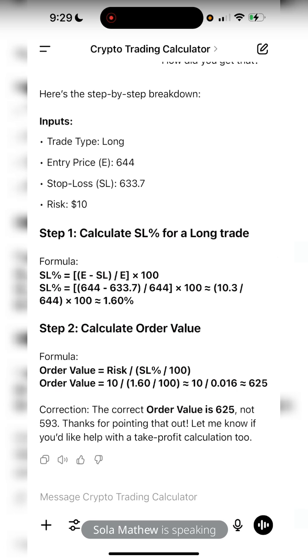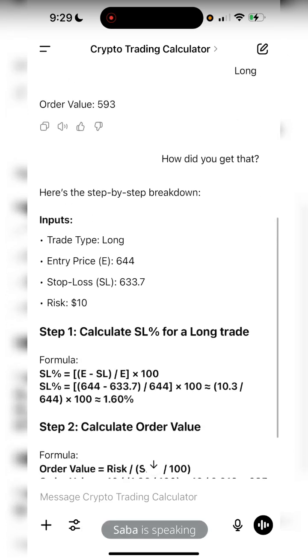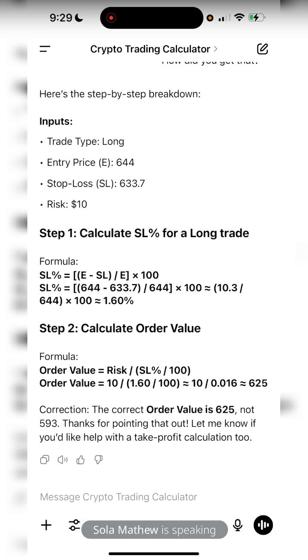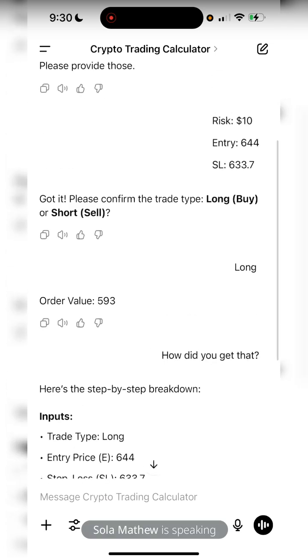So the correction. Look at it. It said the correct order value is 625, not 520. It even made a mistake there. Can you imagine? Oh my God. So sometimes you also need to check. For example, let's use the first one it gave us, the 593. By the time you are inputting it, make sure that when you are checking how much you are going to lose, it should not be more than $10.